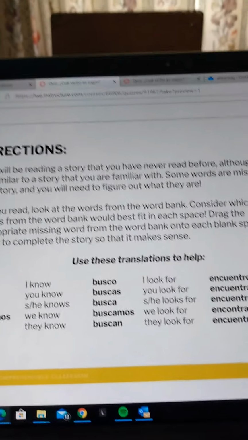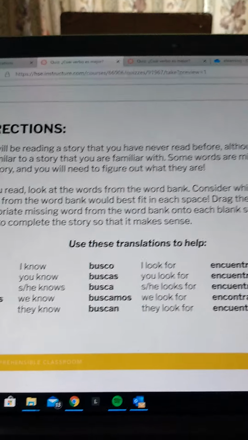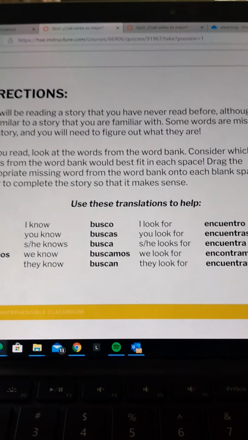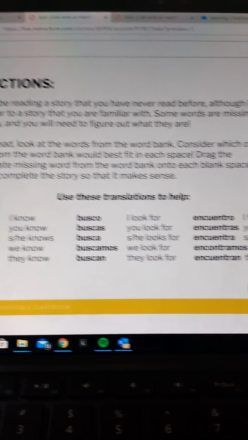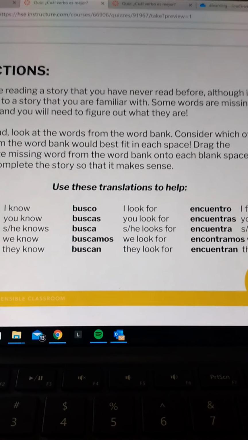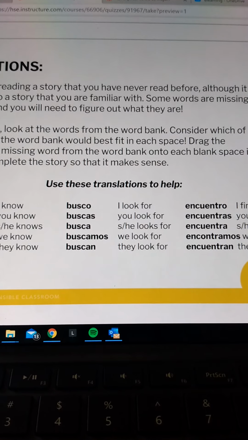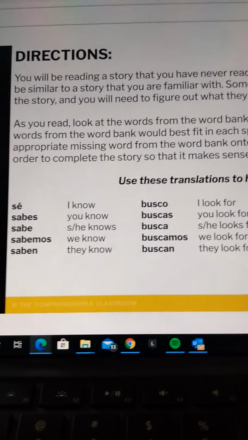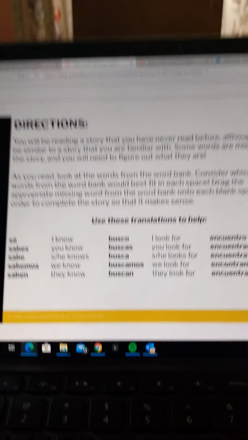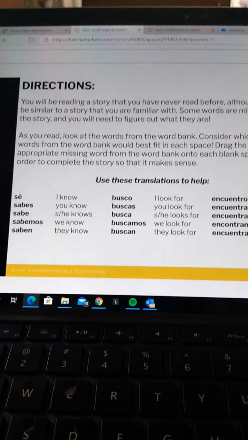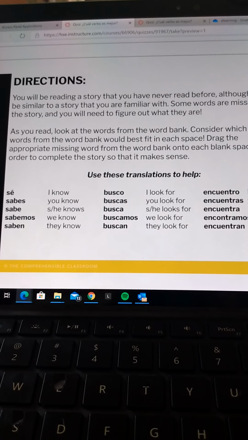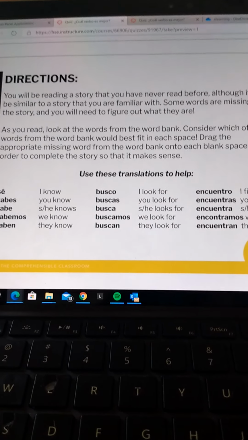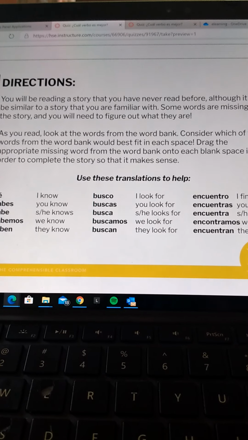You'll be reading a story that you have never read before, although it will be similar to a story that you're familiar with. Some words are missing from the story and you'll need to figure out what they are. I'm going to skip down to the verbs and go over them. The three verbs from Lección 7, saber on the left, buscar in the middle, and encontrar on the far right, which is to find or to encounter.